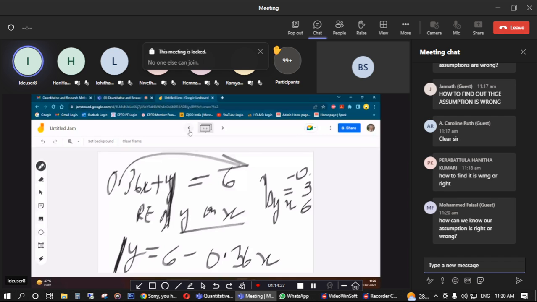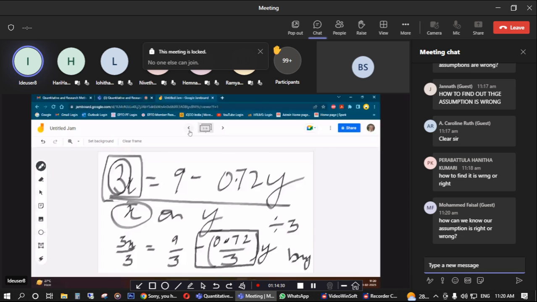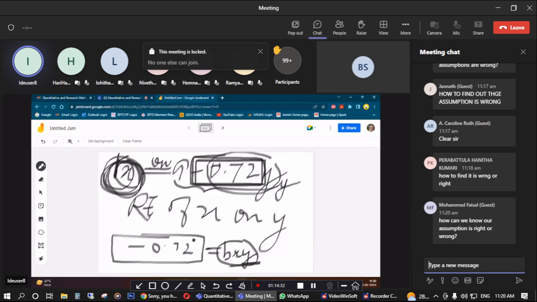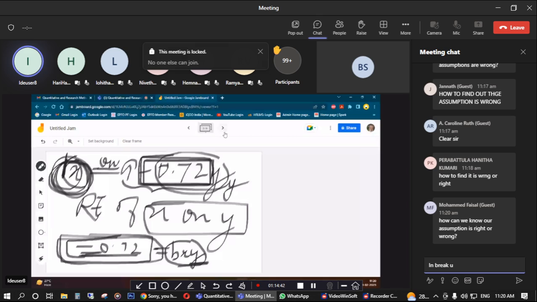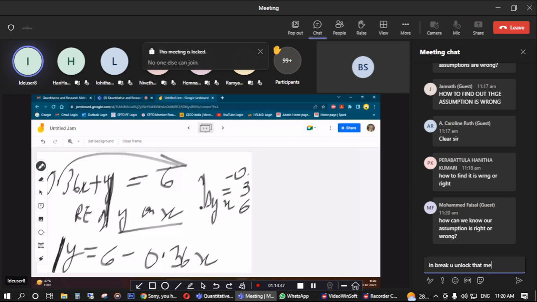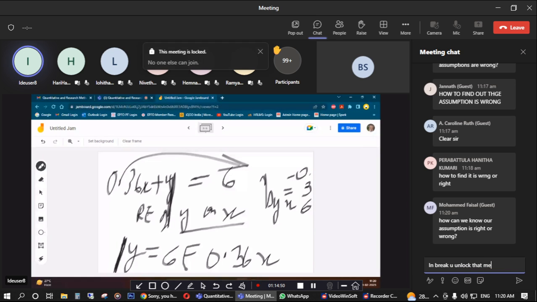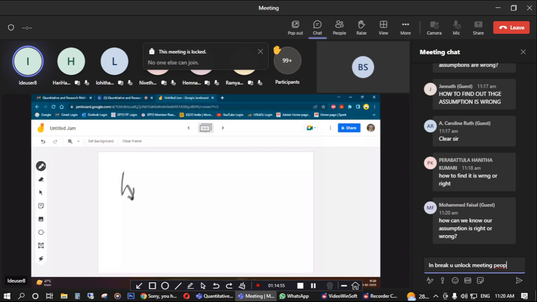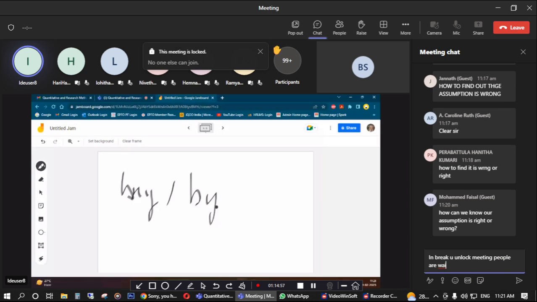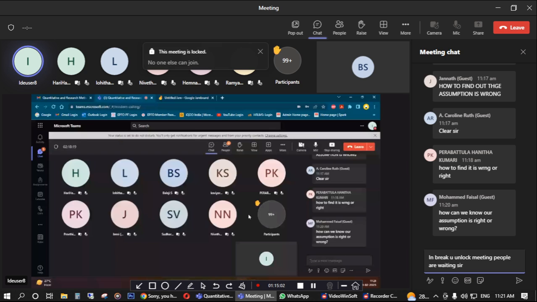Now look, when you did x on y, what is the value you got? The bxy value is minus 0.72. And when you did the regression equation of y on x, what value are you getting? Minus 0.36 as your byx. So bxy and byx both are negative. Understood? How can you know our assumption is right or wrong?